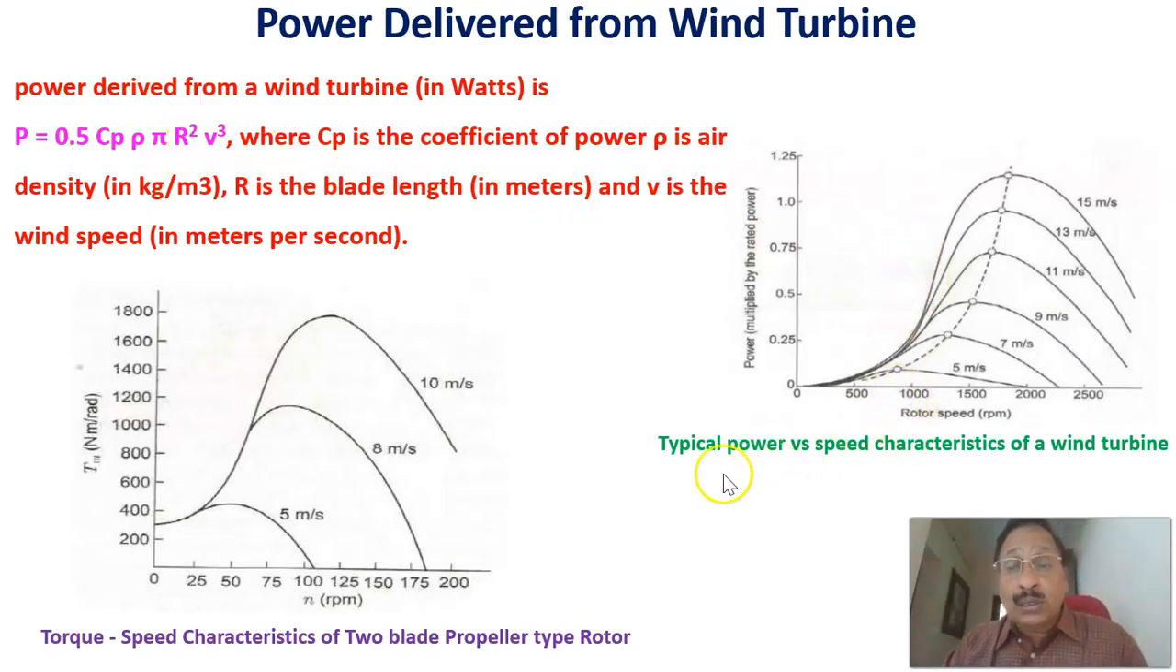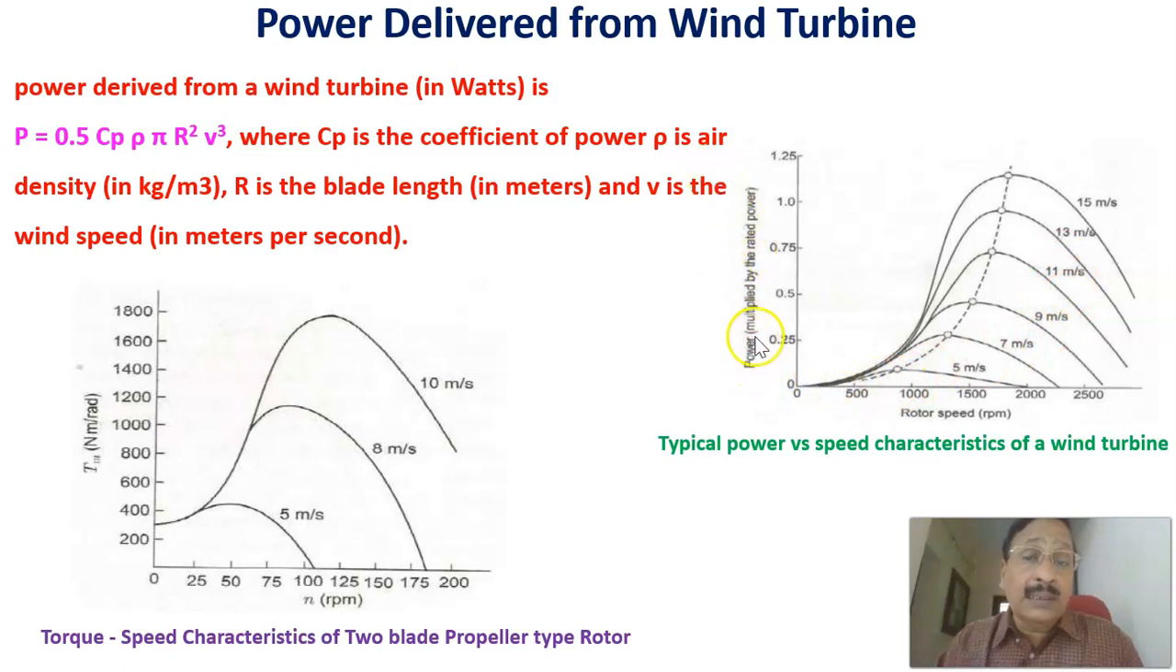Now, this is a plot of a typical power versus speed characteristic, from this equation. This is the power, in per unit value, and this is the speed of the wind turbine, and this is the wind speed, like 15 meter per second, 13 meter per second, 11 meter per second.